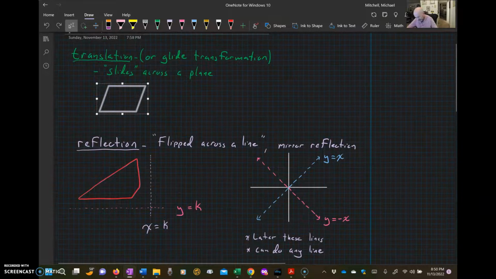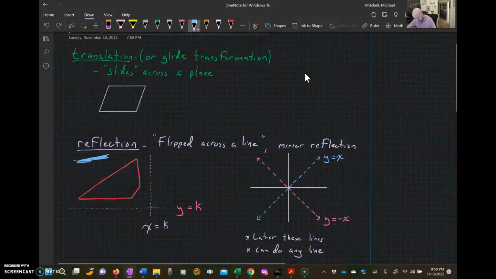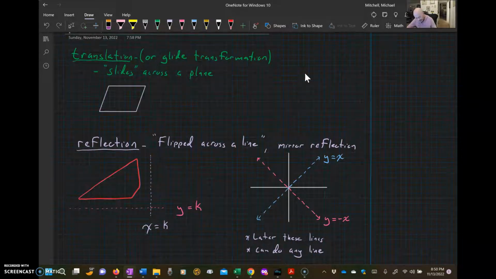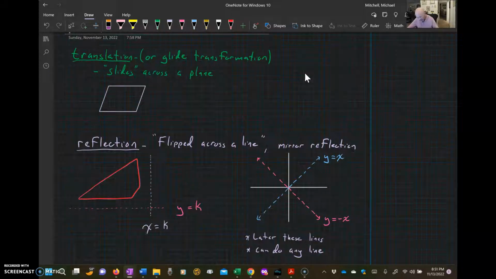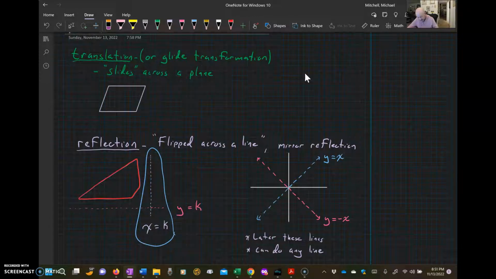Next, we've got a reflection here, which I already underlined. Think of this as flipped across a line. In fact, when I do this with my computer, you'll see it says flipped on there. It's also called a mirror reflection, because like a mirror, everything gets turned around on there. Now, when we're doing these, we're reflecting it across a line, like this one, the y equals k line, or x equals k. That's a vertical line.